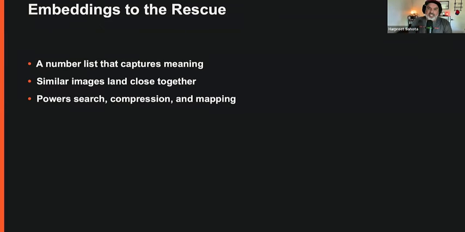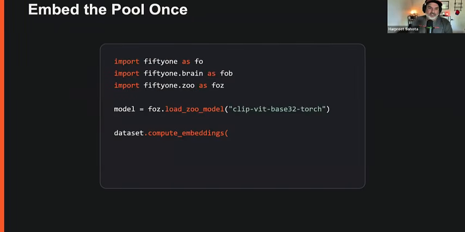And so everything from here on out, compressing, mapping, searching, needs the ability to compare these images. And it's really non-trivial to do this. Computing embeddings is a non-trivial thing, but in 51, it's just a couple lines of code. So we are loading a model from the 51 zoo. In this case, that model is the CLIP model. CLIP is a good, strong embedding model to use as a first go.